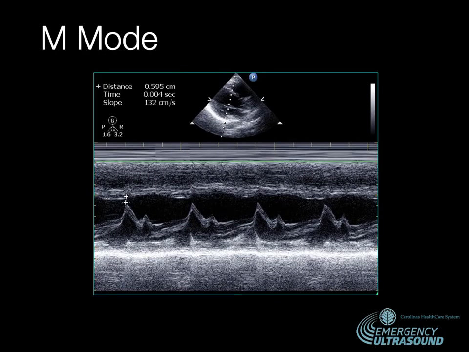We then go to M mode, which is your motion mode. So this is a series of B mode images displayed over time on a moving basis. You can capture motion of a moving object, like the heart as it's beating, to determine the heart rate or the fetal heart rate. So what we will do is we'll drop an M mode line through a particular plane of our B mode image, and then it will record that motion in that particular plane over time.